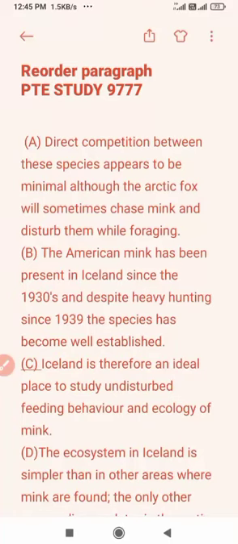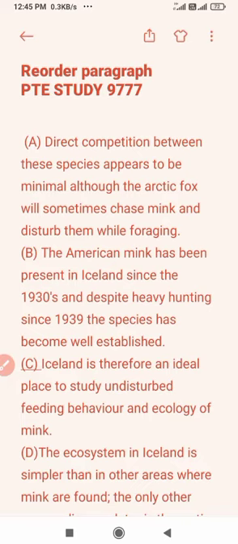Guys, let us start with another reorder paragraph. Firstly, we need to find the introduction sentence. Introduction sentence means which defines the whole idea of the passage, or an independent sentence. So let's start with first, A.